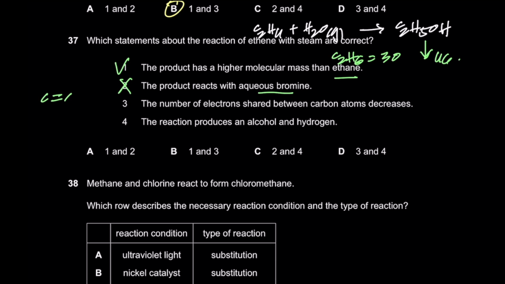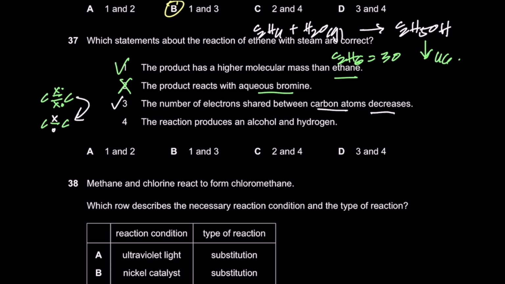Initially, when you had ethene, it had 4 electrons being shared between the carbon atoms. Now you have ethanol, so all the carbons are carbon-carbon single bonds, right? So carbon-carbon single bonds are only sharing 2 electrons, not 4. So the number of electrons decreases? Absolutely they do. Remember, electrons shared between the carbon atoms do decrease. You went from 4 to 2.